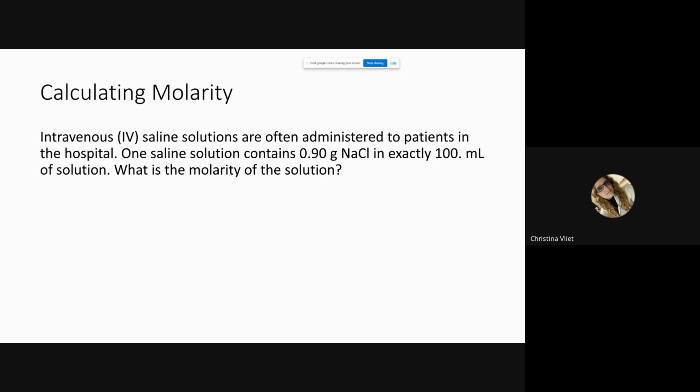IV solutions are often administered to patients in the hospital. They're telling you that a saline solution, which is salt, by the way, is 0.9 grams of NaCl in exactly 100 milliliters of solution. That's how many grams have been placed in that amount of solution. What is the molarity?